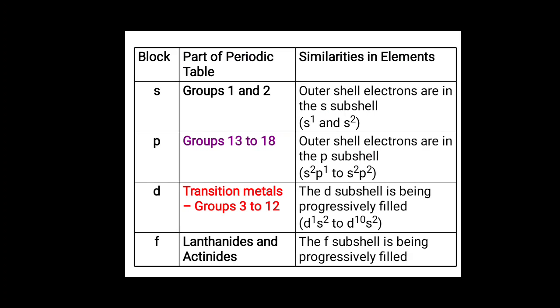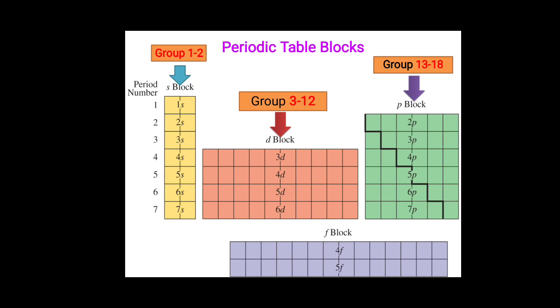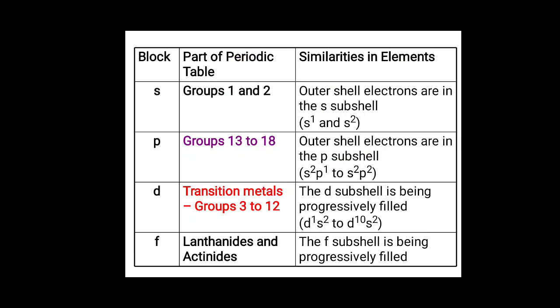Next, blocks of the periodic table and similarities in elements. S block, groups 1 and 2: outer shell electrons are in the S subshell, that is S1 and S2. Got it? P block, groups 13 to 18: outer shell electrons are in the P subshell, that is S2 P1 to S2 P6.